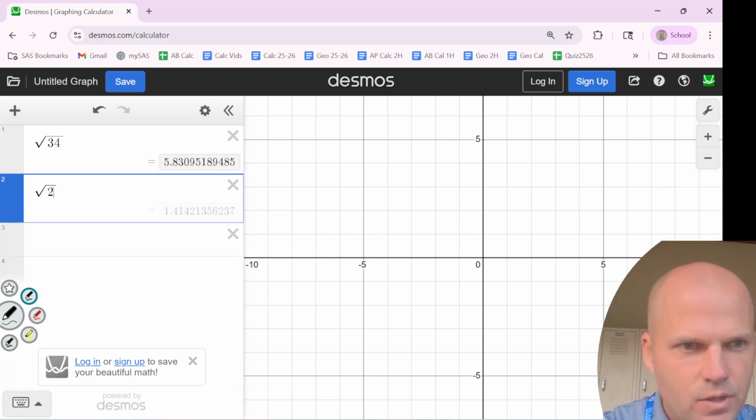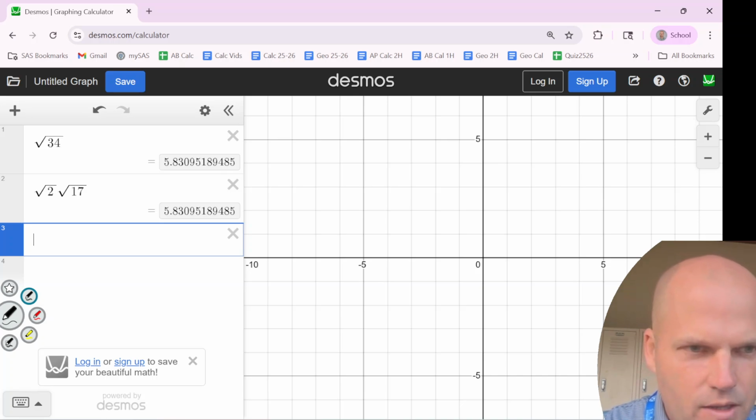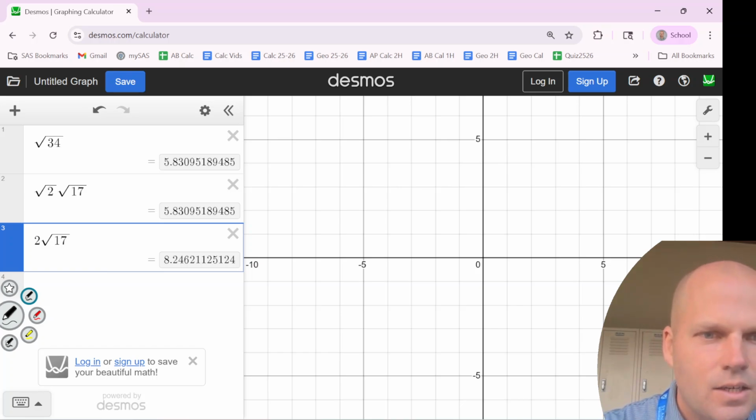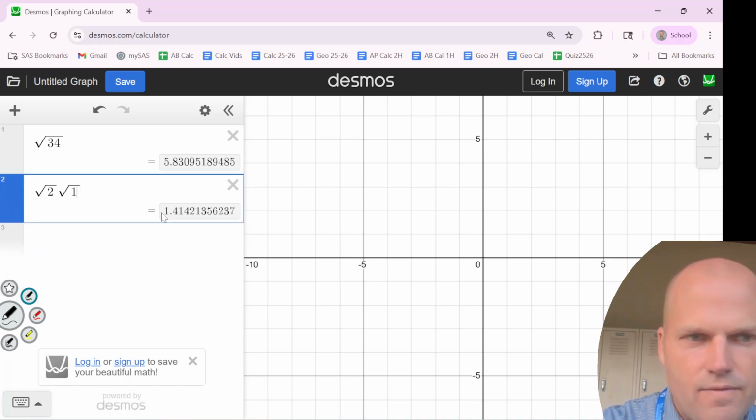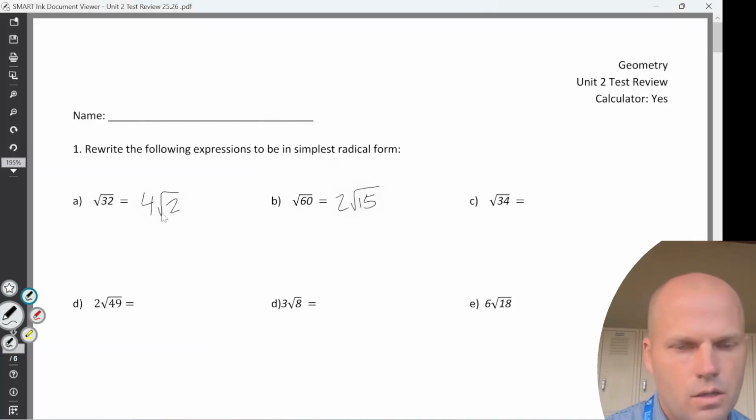You might think about doing 2 and 17, but if you think that the square root of 2 is 2, that's wrong. It's not. You can see that if I all of a sudden change this to 2 root 17, I don't have the same number. So root 2 root 17 doesn't help you. So we leave our answer as root 34.